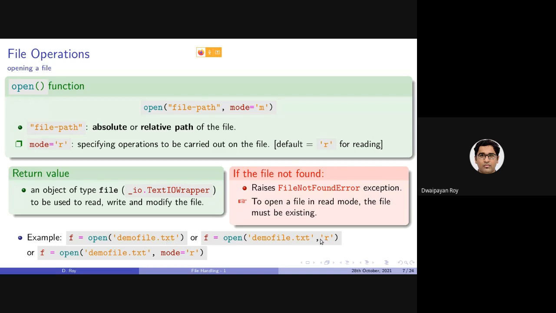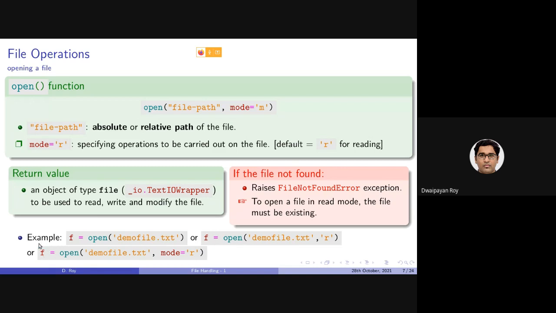Another way is just to provide the second parameter as a string, R, and another is using named parameter calling in function, where mode equals to R, which will be specifying that I want to open this file demofile.txt in the read mode. So all these three statements are same to open this demofile.txt in the reading mode, and the corresponding file object will be stored in F.